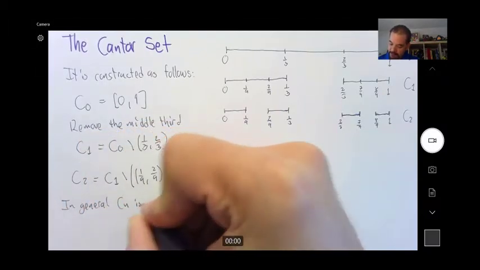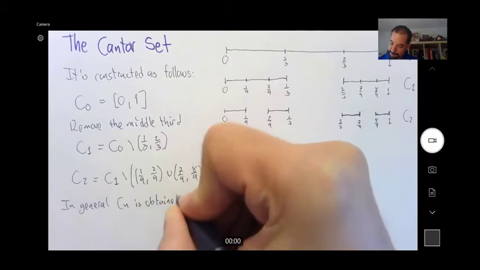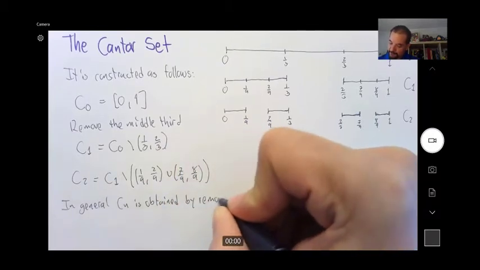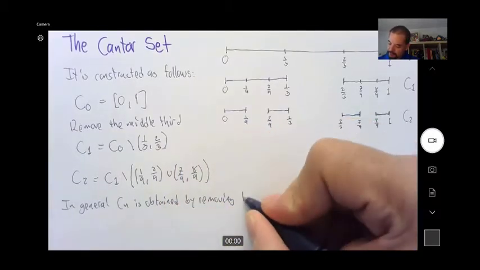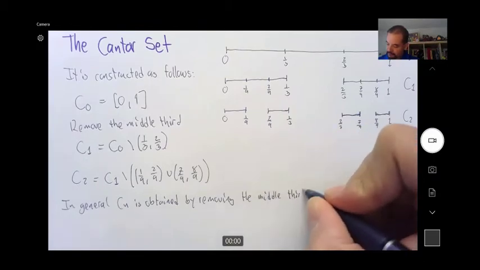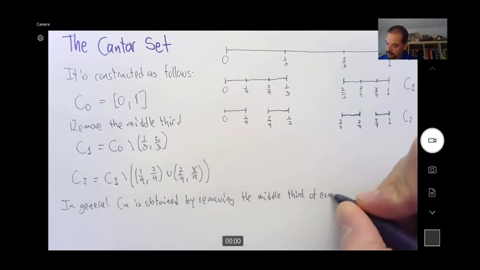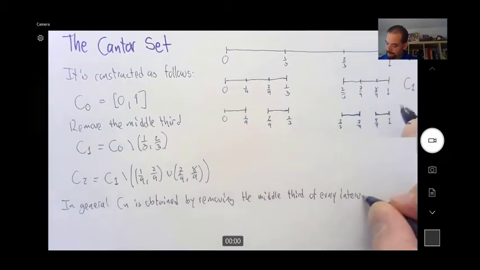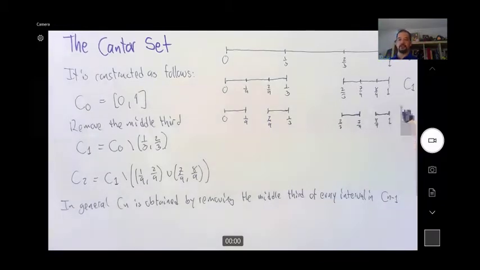Cn is obtained by removing the middle third of every interval in Cn minus 1. Those are the general recursive instructions.